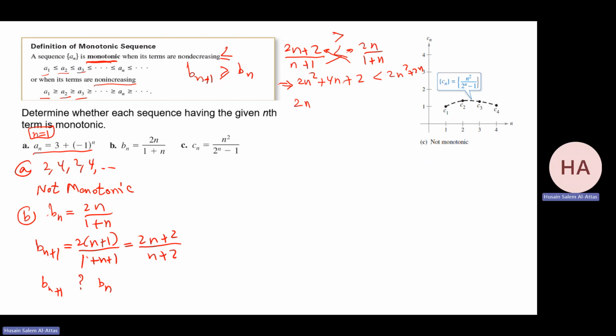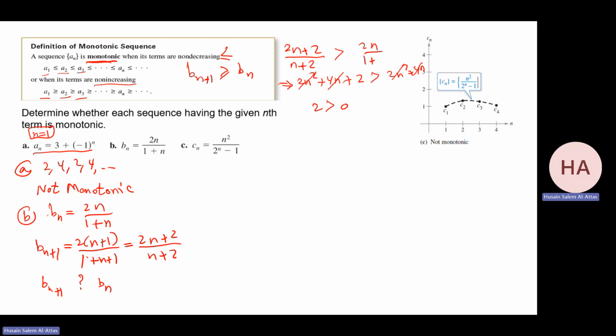To n over 1 plus n. No, I want 2. Let me check. Sorry, this is n plus 2. So this is 4n. So I have this cancelled and this cancelled. So I have 2 less than 0, which is wrong. But if I write it greater than, it will be correct. I'm making the wrong one because we need to guess, assume positive, negative.